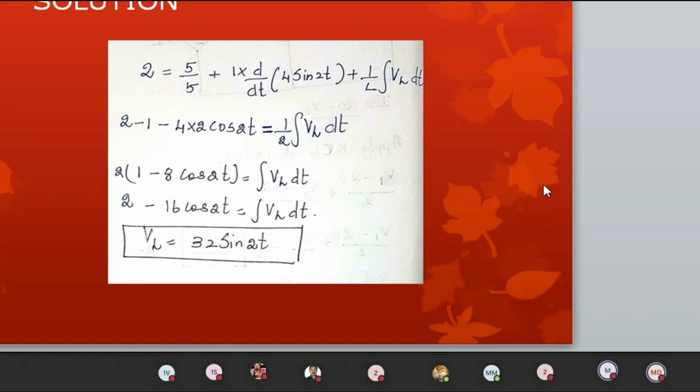Current through the resistor is V_R by R. What is V_R? The voltage across the resistor. And what is the resistor? 5. So 5 by 5, that is 1, plus the current through the capacitor.